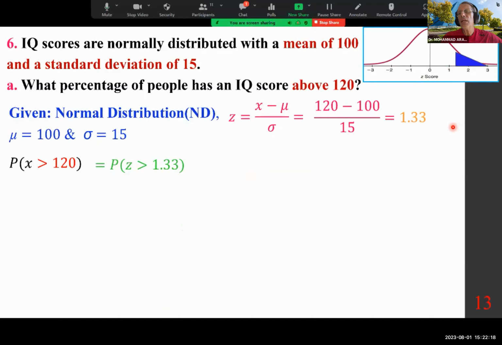Now, clearly, this area is less than 0.5. The idea is that if you're reading a table or if you're doing the technology and it gives you a number which is off, you should recognize that. So with that being the case, you get 0.918 from the table. And since they ask for the percentage, we are going to change it to 9.18%.